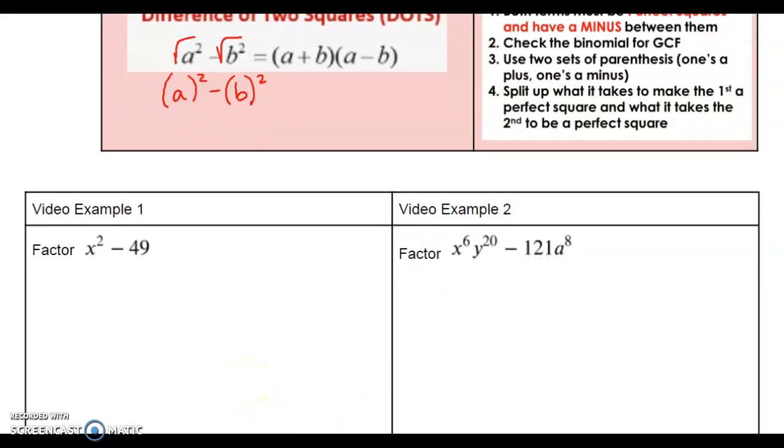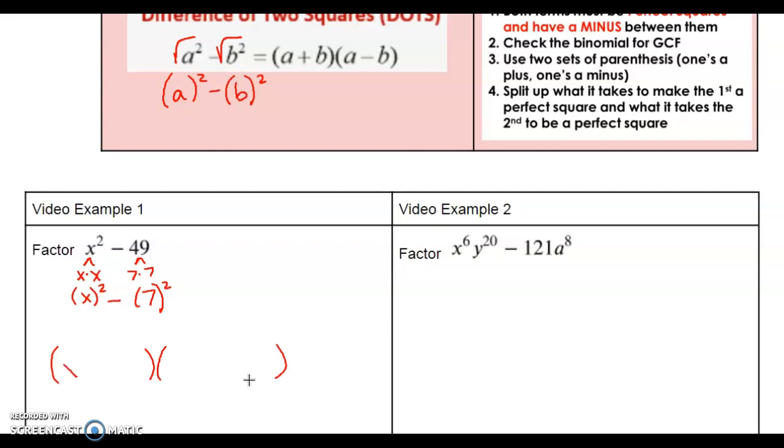So I can think of this as x times x. So that means that it was x squared. And 49 is 7 times 7. So I can think of that as 7 squared. So that's acting like my A, and 7 is acting like my B. So I'm ready to factor my answer.